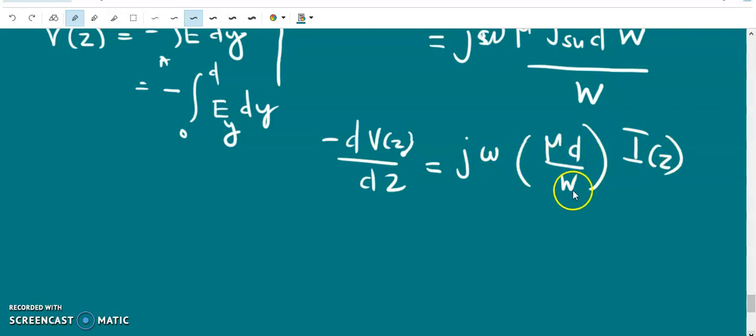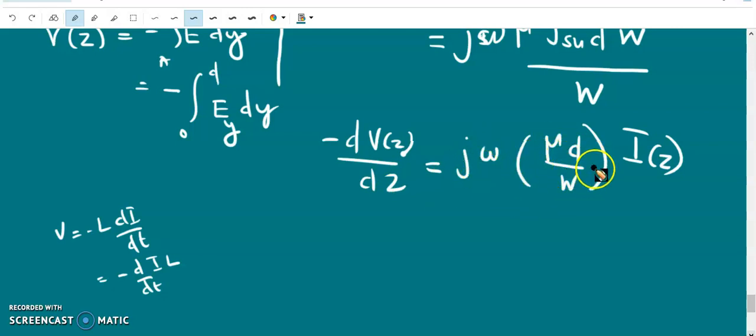So, the dimension of this is equal to inductance per unit length. So, we know that V is minus L into di by dt, minus d by dt of I into L. So, it is the same familiar formula, V by z independent. So this term, d by dt equal to.